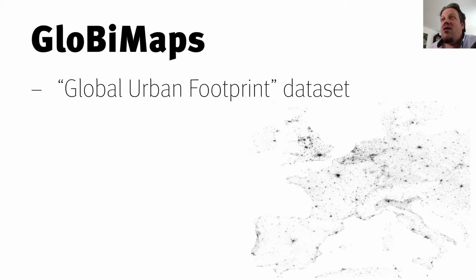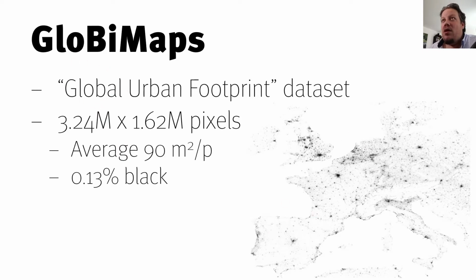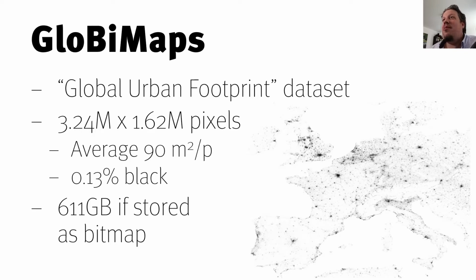And what is the resolution of this dataset that covers the entire world? Well, it's about 3 million by 2 million pixels, and not every pixel covers the same land area because of the projection, but on average, we're talking about 90 square meters per pixel, and only about 1 in 1,000 pixels is black. If we would store this entire bitmap with just 1 bit per pixel, so that's the bit set way of storing it, as I talked about it last time, this is 600 and something gigabytes stored.